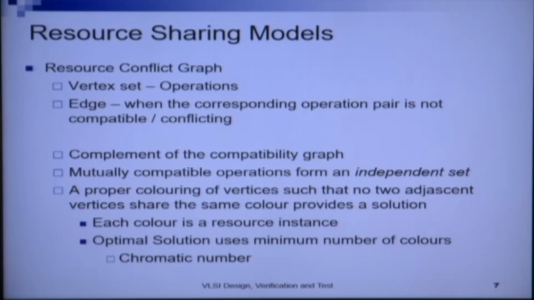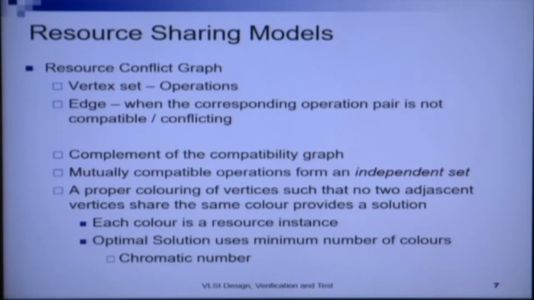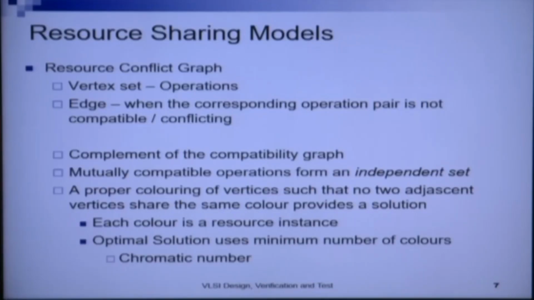A proper coloring of vertices such that no two adjacent vertices share the same color provides a solution. So, what does the vertex coloring do? Vertex coloring tries to find the minimum number of colors that are required to color the vertices of a graph such that you cannot assign the same color to two vertices that share an edge. These colors actually denote resource instances. Each color is a resource instance. An optimal solution uses the minimum number of colors. Such minimum number of colors is called the chromatic number of the graph.